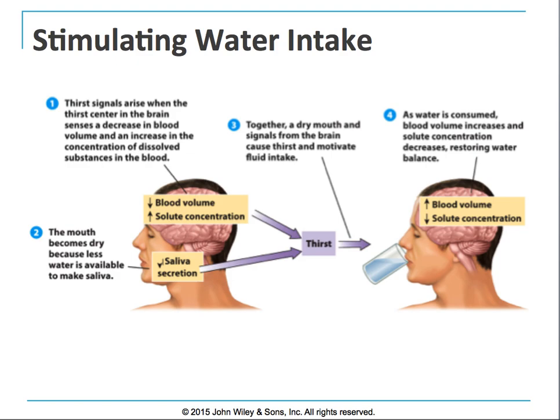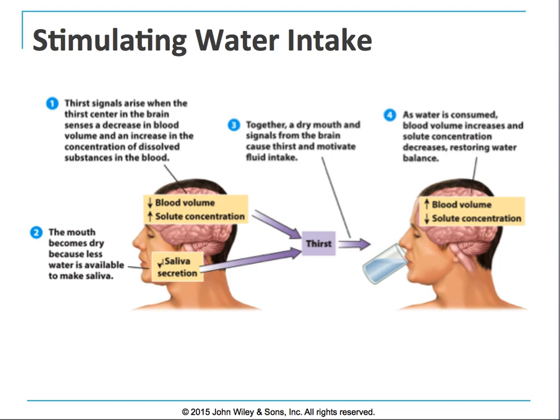Stimulating water intake. So these are the mechanisms that take place in your body to let you know that you are beginning to get dehydrated and you need to find something to drink. First, thirst signals arise when the thirst center in the brain senses the decrease in blood volume and an increase in the concentration of dissolved substances in the blood. So, decreased blood volume, increased solute concentration. Your mouth will become dry because less water is available to make saliva. And together, that dry mouth and signals from the brain cause thirst and motivate fluid intake.